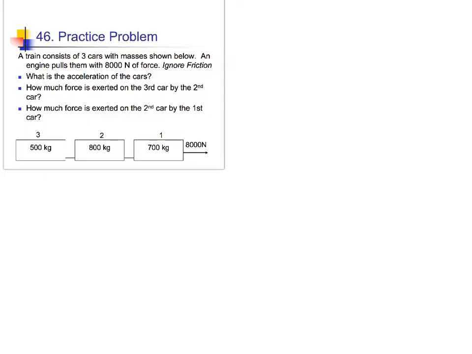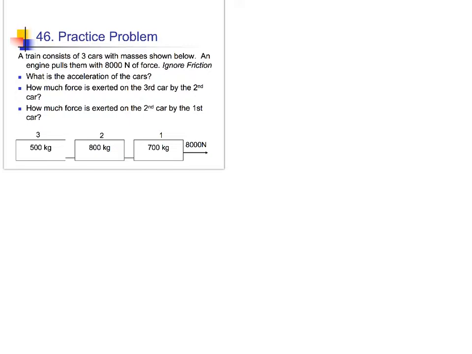So for this first problem, we have a train that consists of 3 cars with masses shown below. An engine pulls them with 8,000 newtons of force. And so what we want to do is think about what is the acceleration of these 3 cars, and then how much force is exerted by the third car on the second, and how much force is exerted by the second car on the first.